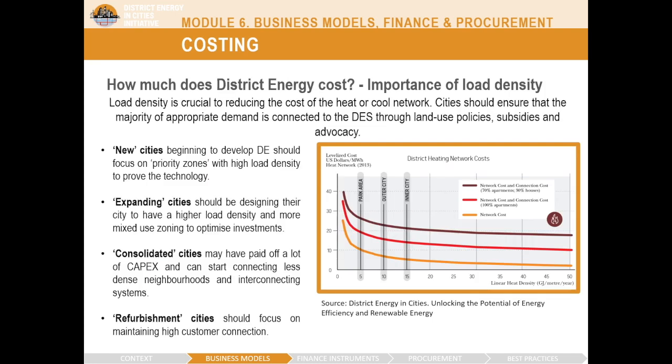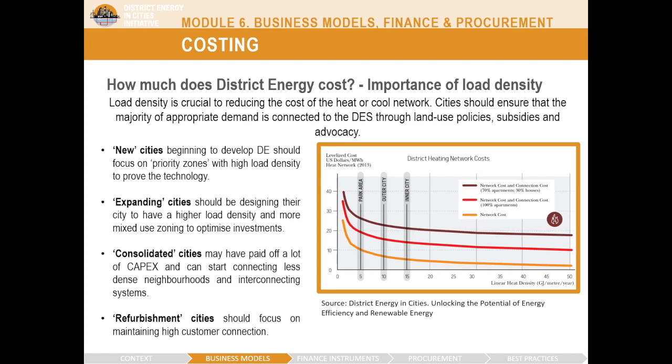Importance of load density. Load density is crucial to reducing the cost of the heat or cool network. Cities should ensure that the majority of appropriate demand is connected to the district energy system through land use policies, subsidies, and advocacy. New cities beginning to develop district energy should focus on priority zones with high load density to prove the technology. After energy mapping, zones with high energy densities, such as business districts, residential areas with many apartment complexes, etc., can be easily identified.